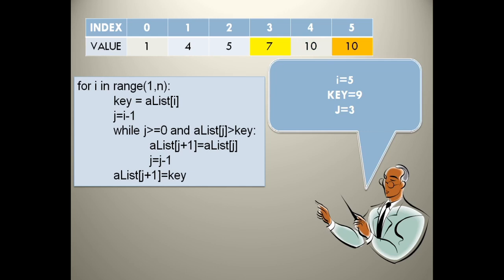Now here J becomes 3. 3 is greater than or equal to 0, but A of 3, 7 is not greater than 9. Therefore the loop ends. And what is copied here? Your A of 3 plus 1, that is A of 4, the value of key will be copied here. That's how your unsorted array is ordered in the form of 1, 4, 5, 7, 9, 10. This is how the insertion sort will work.